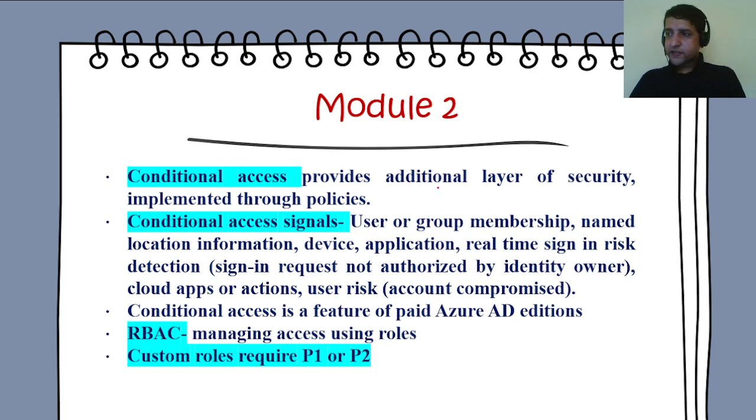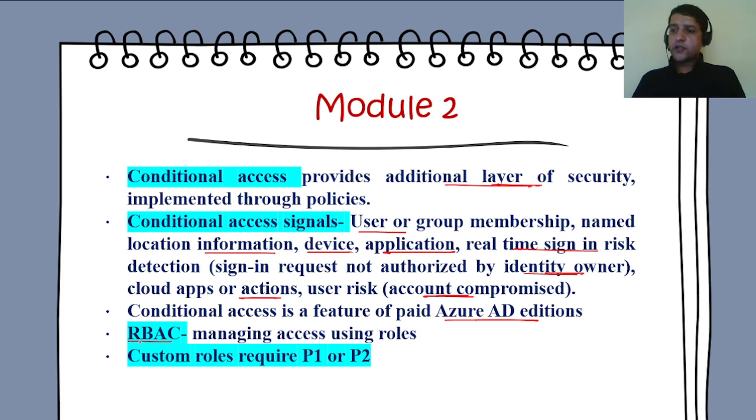What is conditional access? It provides an additional layer of security implemented through policies. Conditional access signals could be users or group membership, name, location information. It could be devices, application, real-time sign-in risk detection, like sign-in request not authorized by the identity provider, cloud apps or actions, or user risk where the account could be compromised. So conditional access is a feature of paid Azure AD editions, not the free one. So that means P1 or P2.